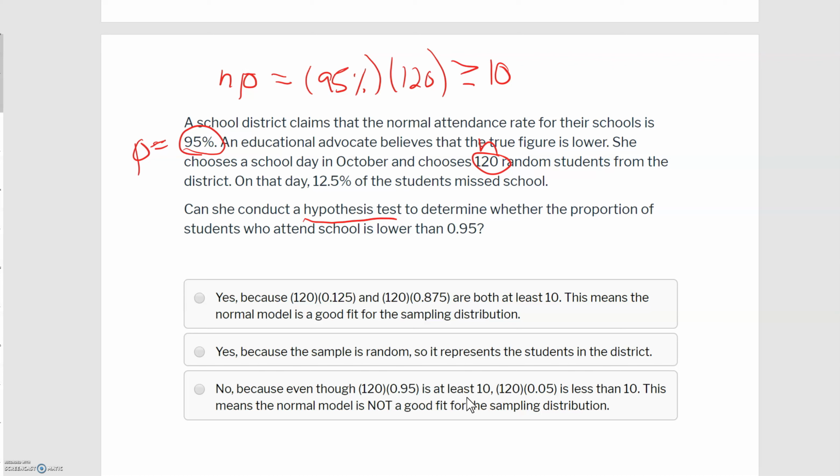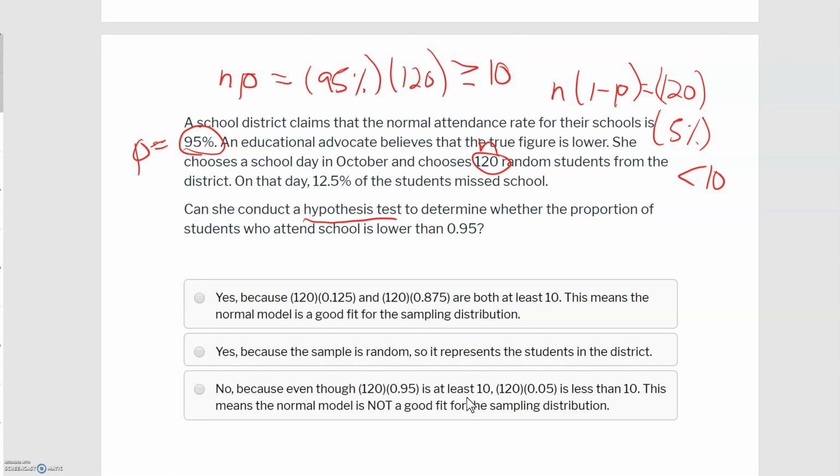But if I do the failure, so this would be the successes of people who showed up, but what about those that were absent? So if I did it this way, 1 minus P, this is my other alternative, I would have 120 people times 5%. Well, 5% times 120 is less than 10. So that's why we wouldn't conduct this study.